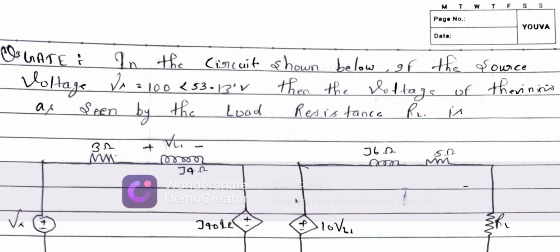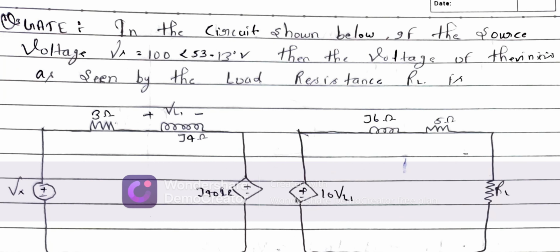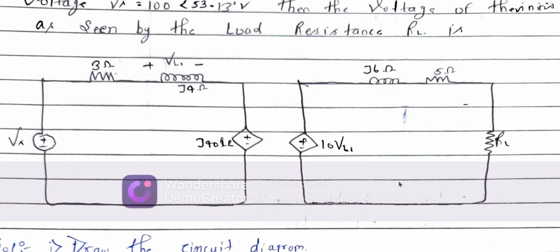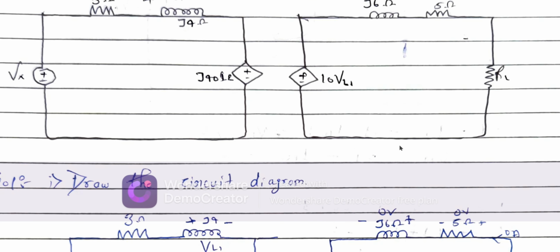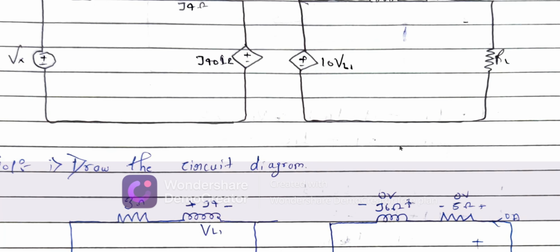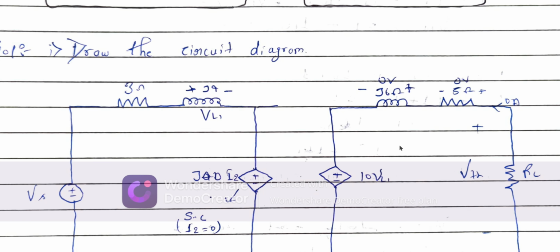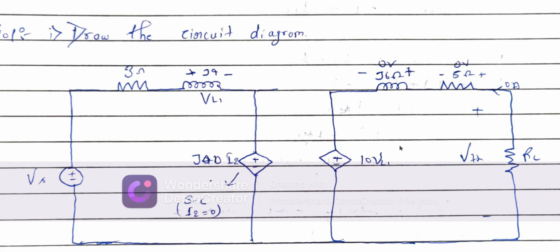Come to the next part. In the circuit shown below, if the source voltage Vs is equal to 153.13 volt, find the Thevenin's voltage as seen by the load resistance RL. So in this we apply Thevenin's theorem. We have to draw the circuit diagram first and find VTH.